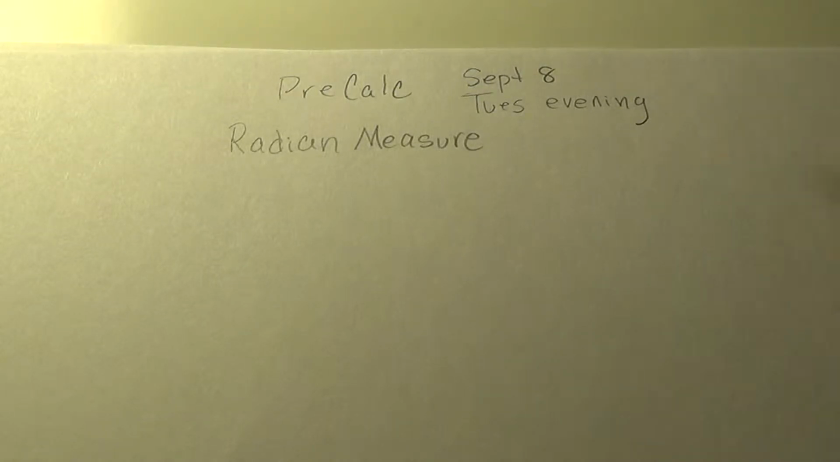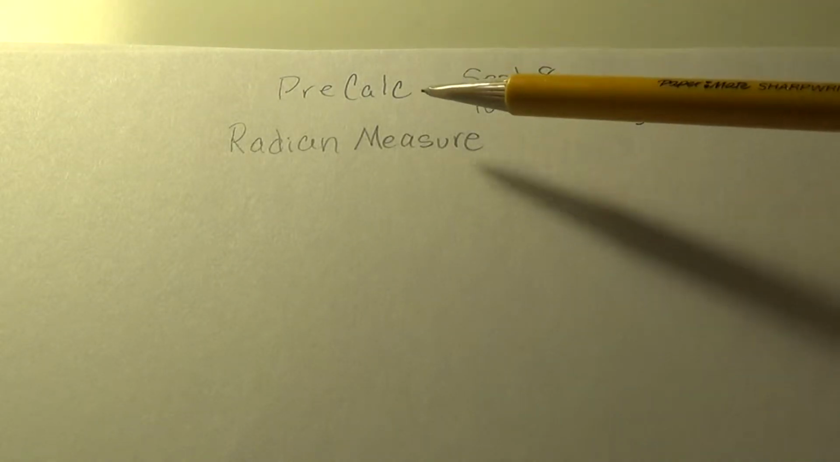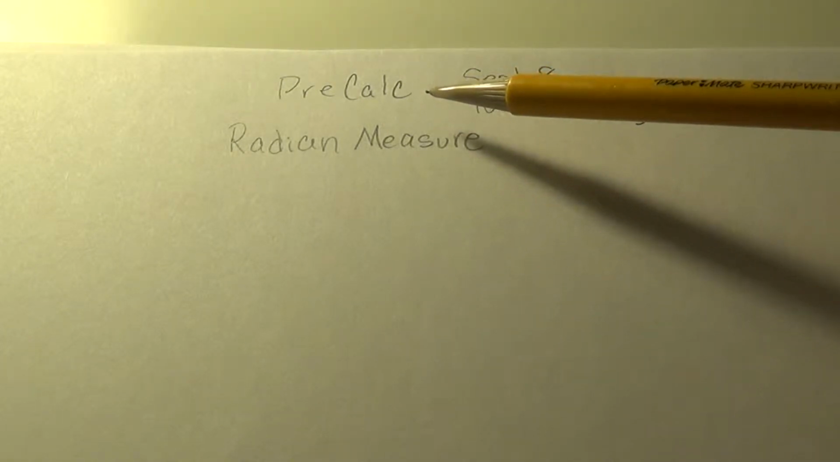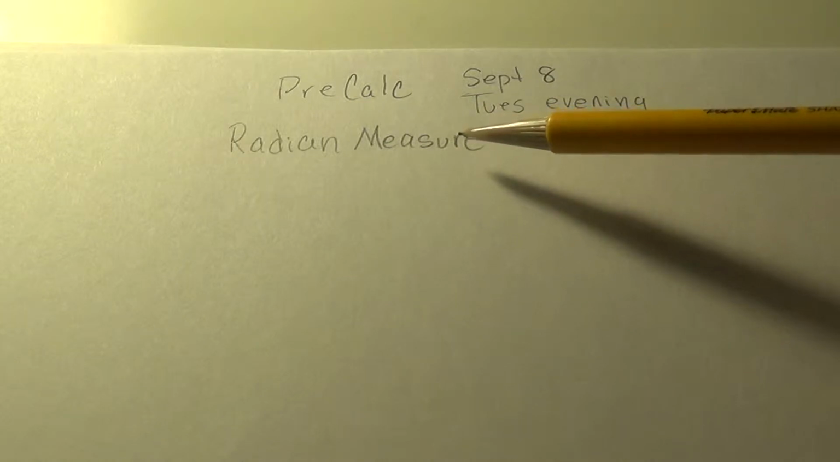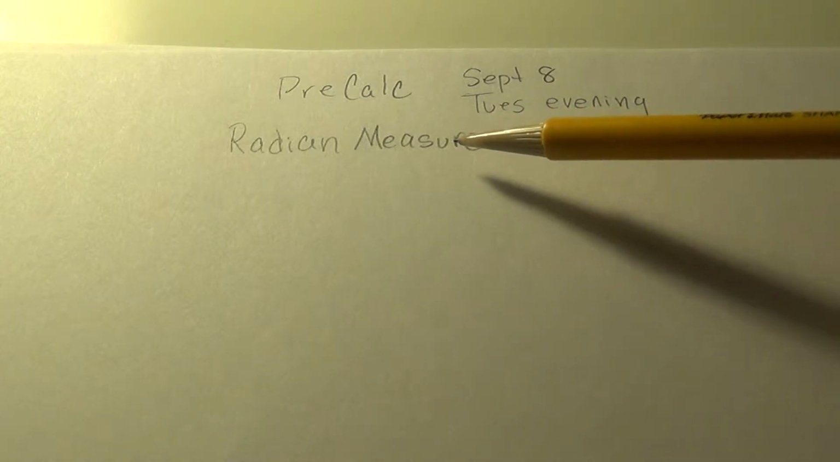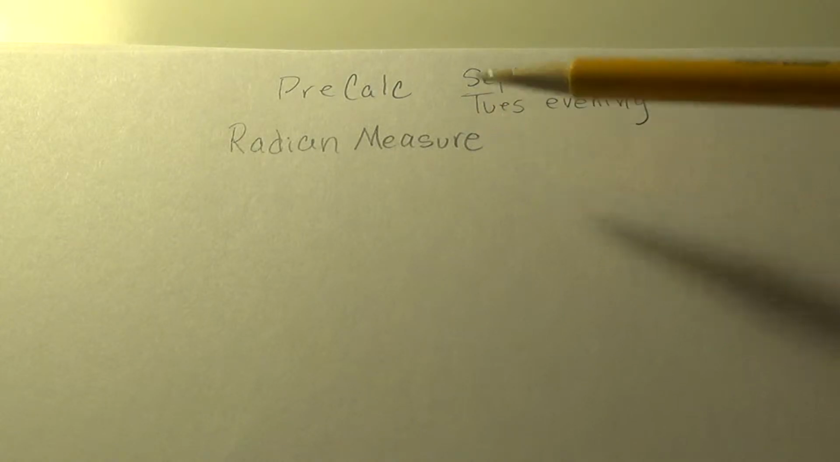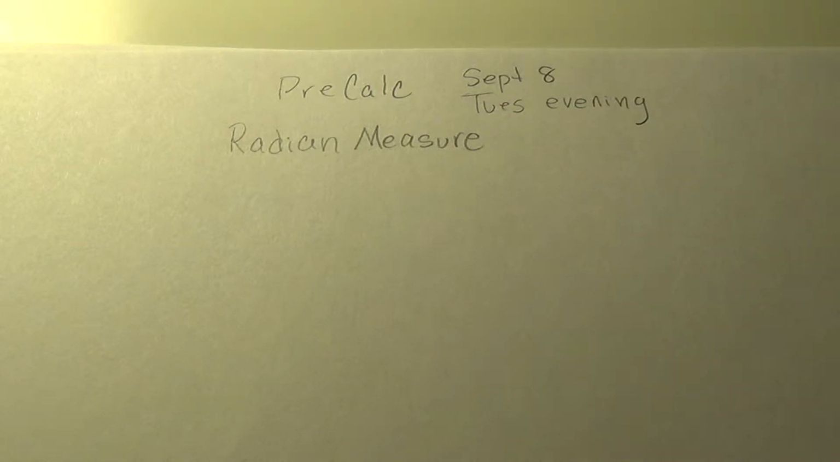It's September 8th, Tuesday evening, and your pre-calc homework for tonight is to watch this video and take notes. Take it in your comp book. 13 is still the page number, maybe 13A, B, C, etc. We will title this section Radian Measure.